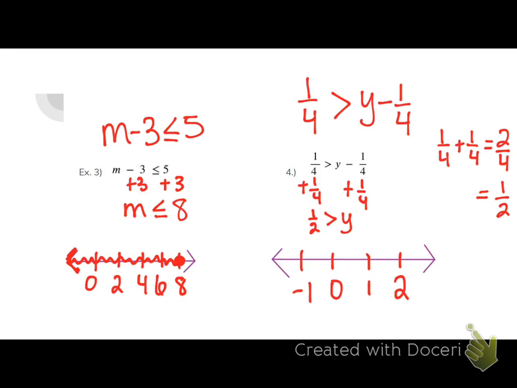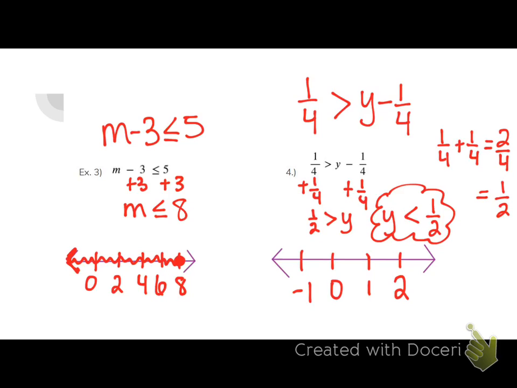Is this set up for us to graph it yet? No, we need to do what? Switch it around. We need the variable to be on the left. So when we switch the y and the 1/2, what else switches? The symbol flips around, so now it's a less than. So this is what we're going to be graphing. We can ignore the other one.